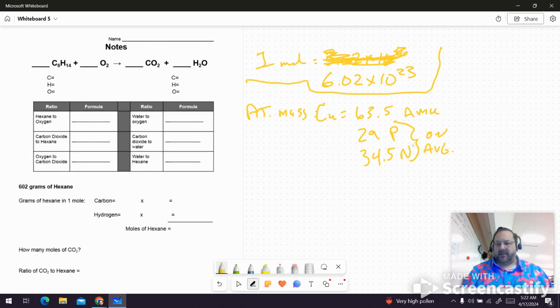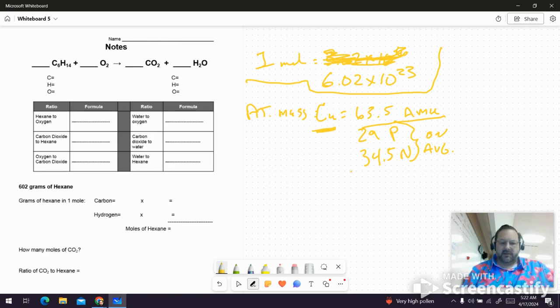So that's how we get our mass. A proton is one mass, a neutron is one mass, and an electron we don't worry about because the mass is so small, we count it as zero. So this is how we get our atomic mass for copper at 63.5 AMU.